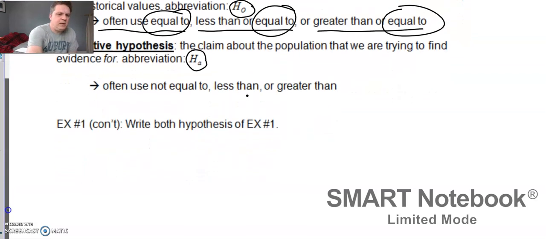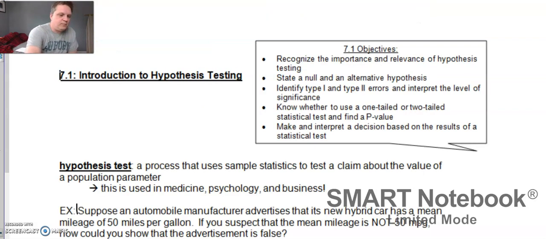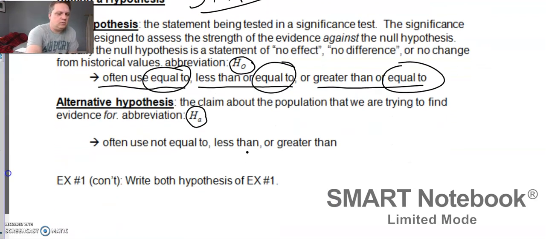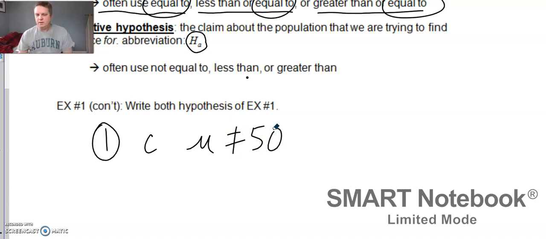So what it says here, it says write both hypotheses of exercise 1. Okay, so we go back to look at exercise 1. And it says the automobile manufacturer, and here we go. Now the claim, we suspect that the mean mileage is not 50 miles per gallon. Okay, so you have to identify the claim. So for step 1, the claim is the mean is not 50 miles per gallon.